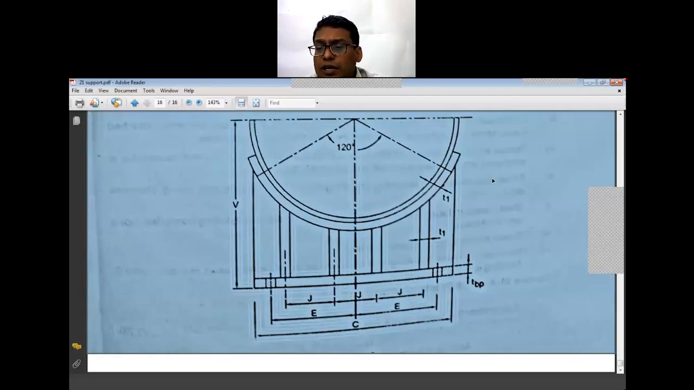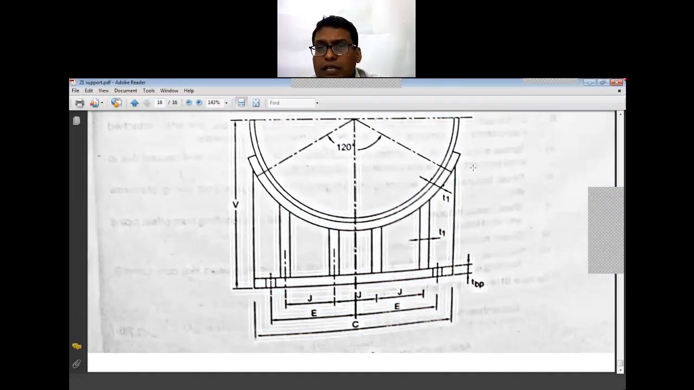So this is related to the vessel supports. This is an introduction to the vessel supports.